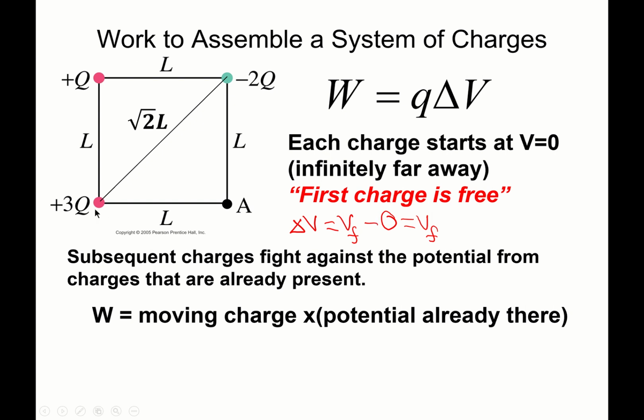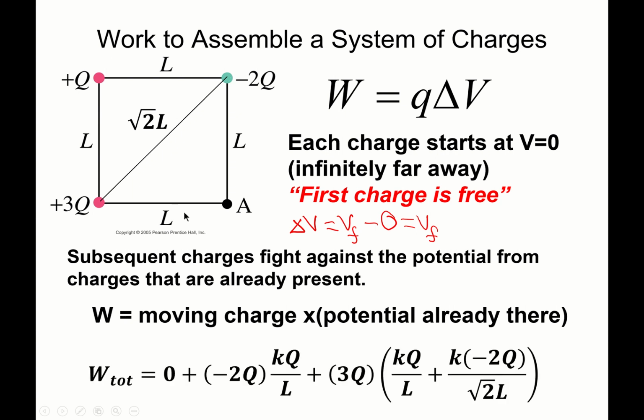Now if I bring in a third charge, that third charge, when I move it in, the work is going to be the value of the third charge, so in this case 3Q, times the potential that's already there. So it's going to be the potential from the first charge plus the potential from the second charge.